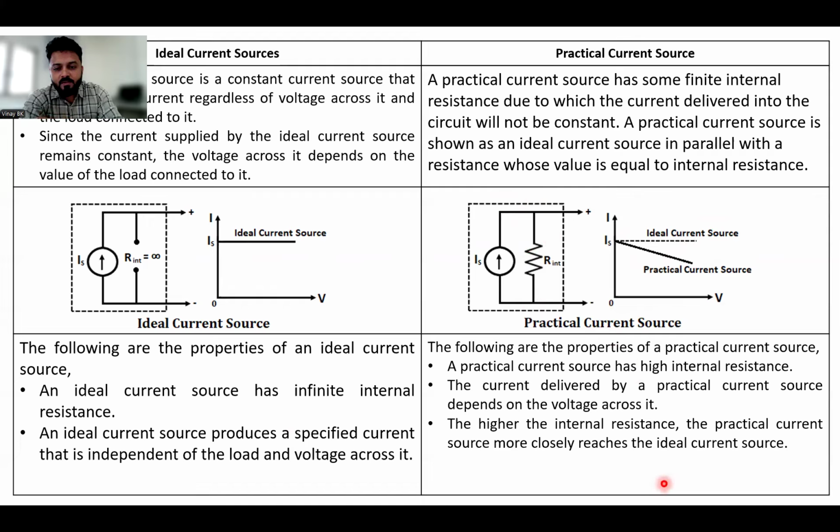So you should know the following properties for this practical current source. It has a high internal resistance, whereas the ideal current source has infinite internal resistance. Here the current delivered by the practical current source depends on the voltage across the load, which is not the case for the ideal source. The higher the internal resistance, the more closely the practical current source approaches the ideal current source. Means if we increase the voltage, the current flowing to the load will decrease. So this is about the ideal current source and practical current source.